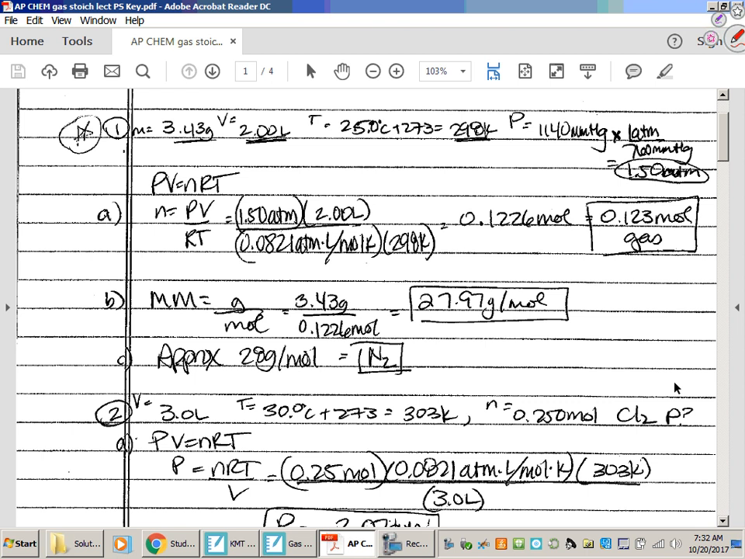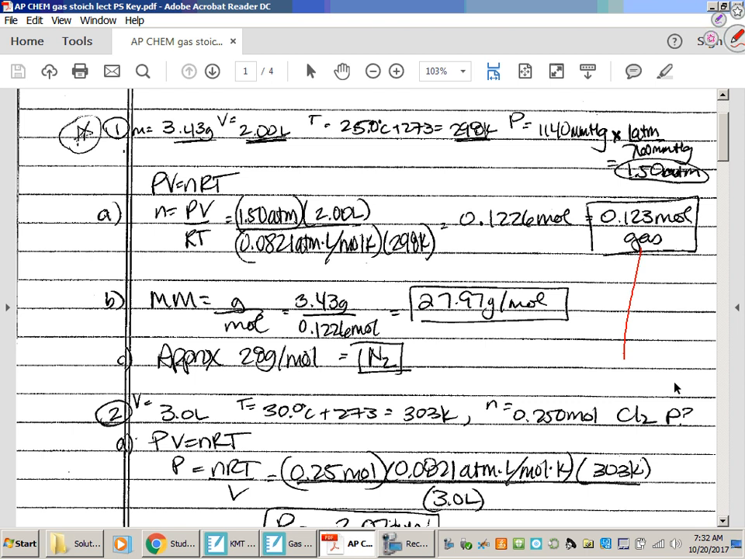So 1A, I think we actually talked a little bit about this yesterday in class, but as you go, just kind of check with me. 0.123 moles of gas for A. That led you to a molar mass of about 28 grams per mole, and most of you guys assumed that was nitrogen. If I go too fast, let me know, okay?